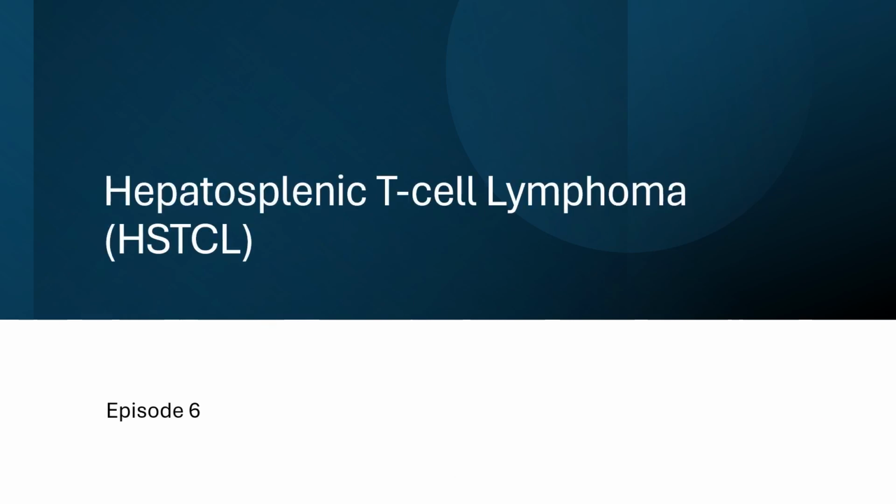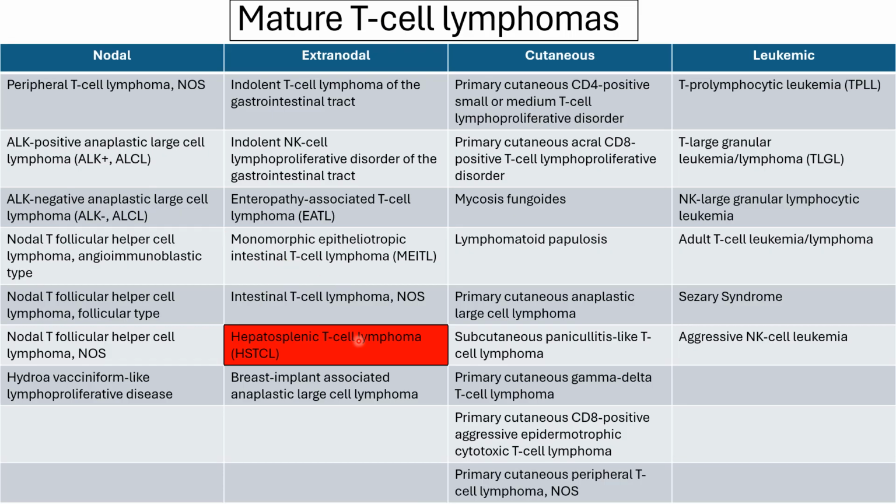Hepatosplenic T-cell lymphoma. This entity falls under the extranodal category of mature T-cell lymphoma. And this entity is extremely rare, and also patients with hepatosplenic T-cell lymphoma tend to have very poor prognosis because the disease is a very aggressive type of non-Hodgkin lymphoma.